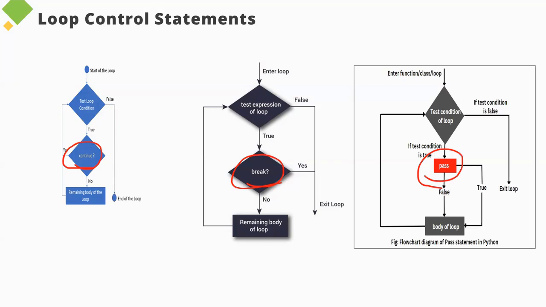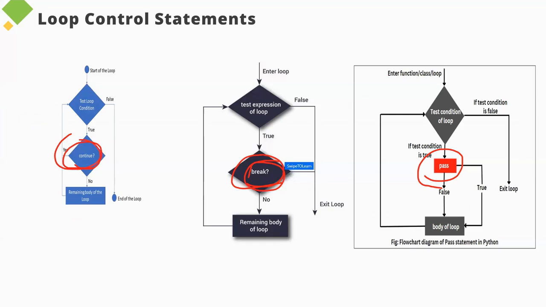So what if continue is written in a certain condition? Then continue is used to skip the iteration, right? Whereas break is used to move out of the loop.